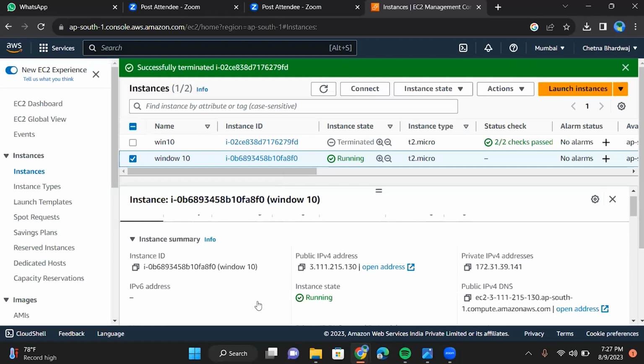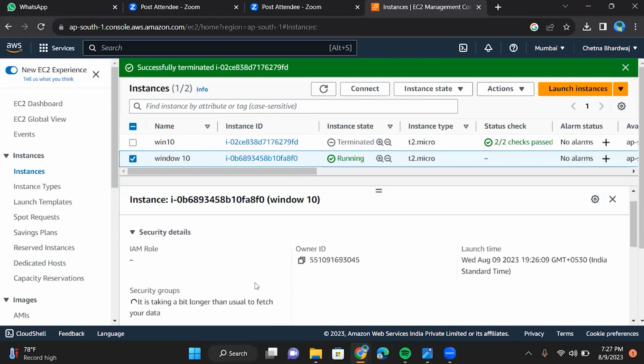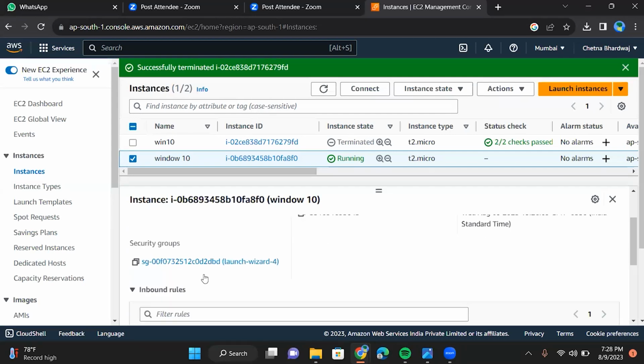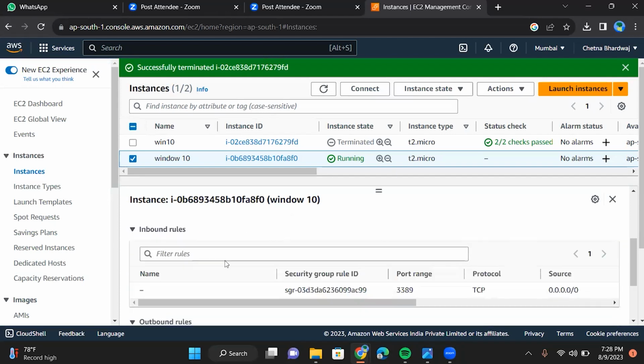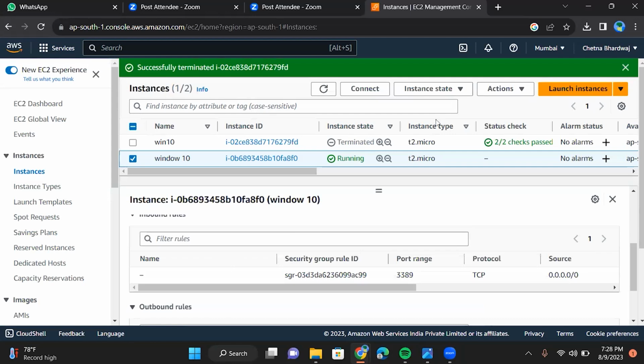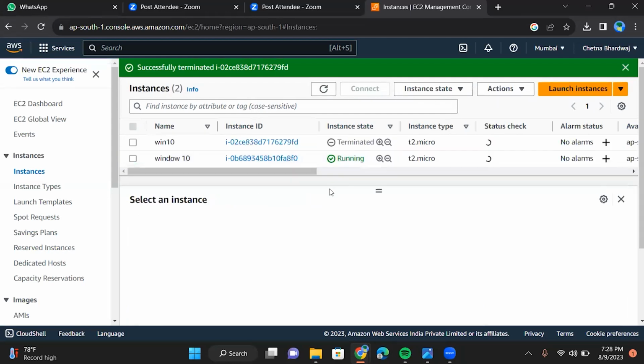In the security section, we will see security group. This is the name of our group, launch-wizard-4, and the random sequence. This is the security group name. So this particular instance is the part of this launch-wizard-4 security group. All the rules which are applicable in this launch-wizard-4 group are applicable on my Windows 10 instance, which I have just created.